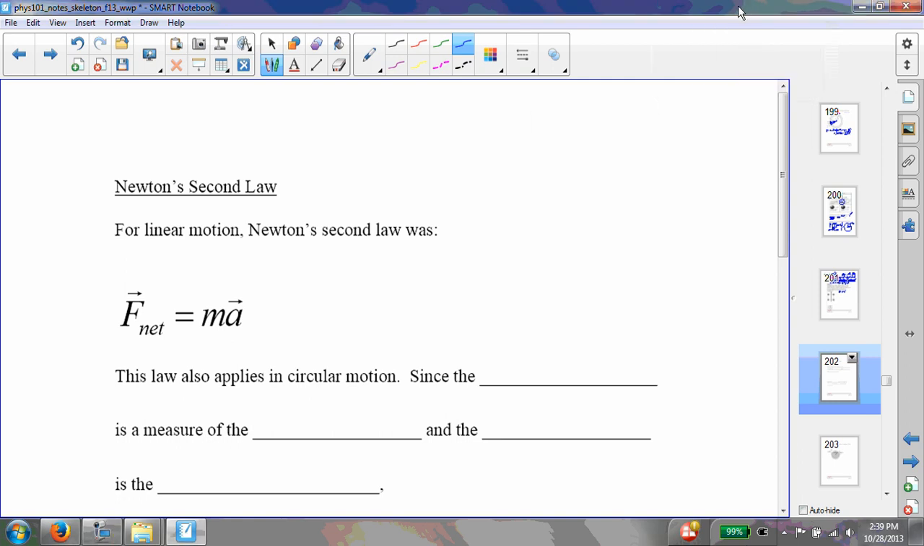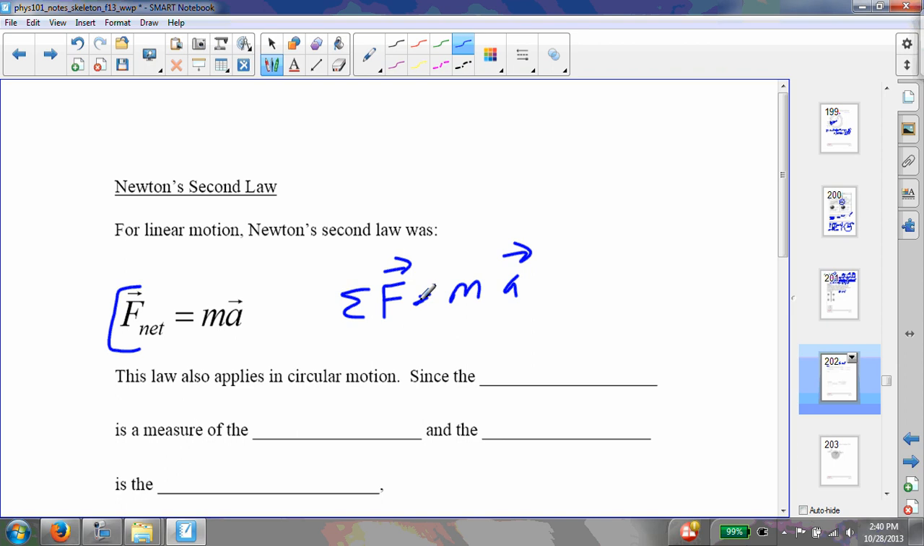Okay, so now we're going to move into Newton's second law. All this stuff that we've done about torque and moments of inertia is going to come to a head with Newton's second law as it applies to rotational motion. We've already seen Newton's second law, that the sum of the forces equals mass times acceleration, or the net force. Now this law also applies in circular motion.